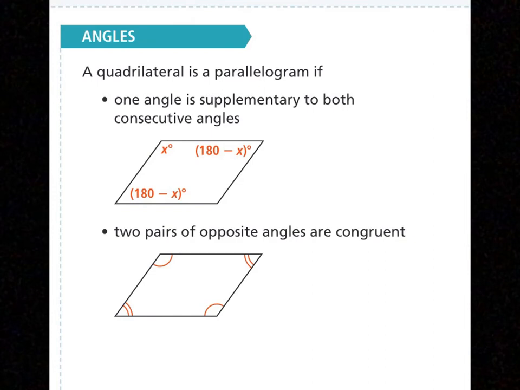Okay, so here are those theorems written out together for you. One angle is supplementary to both consecutive angles, and then 2 pairs of opposite angles are congruent.